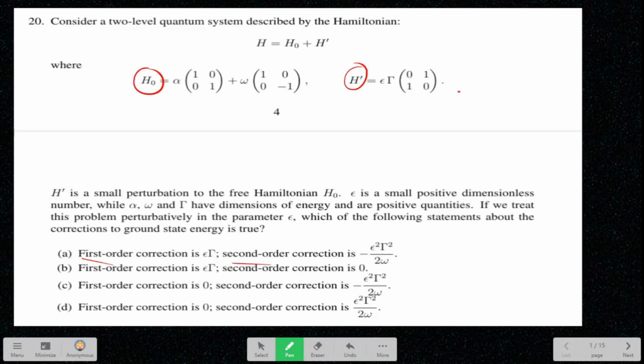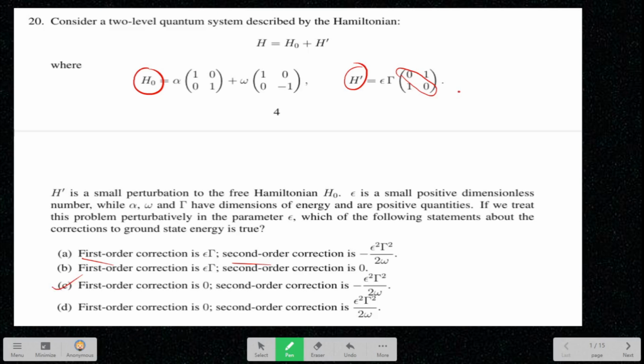Even without going through the complete steps, without using a pen, we can solve this problem. Because the H prime we are given does not contain diagonal elements. Diagonal elements are 0. Therefore, the first order correction will be 0. And the second order correction to the ground state is always negative, which means option C is the correct answer. First order correction is 0 and second order correction will be negative.